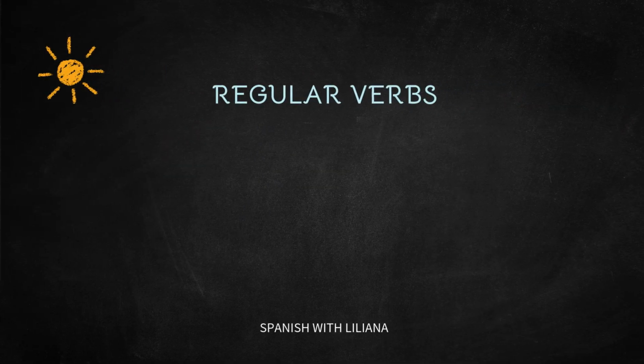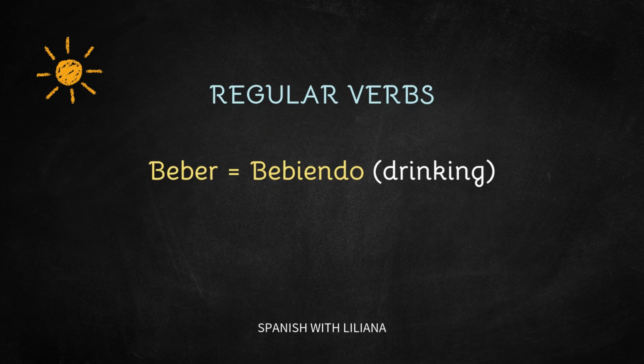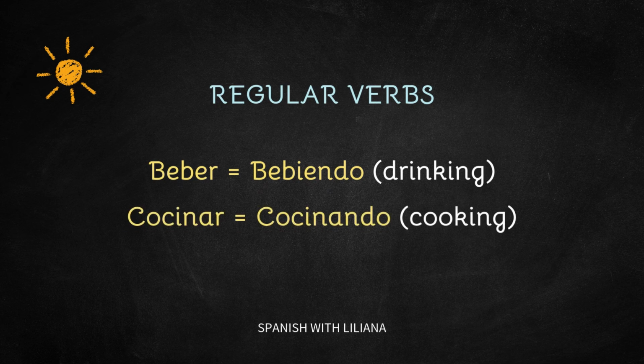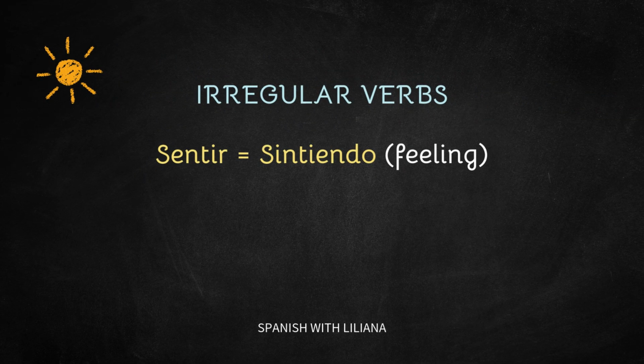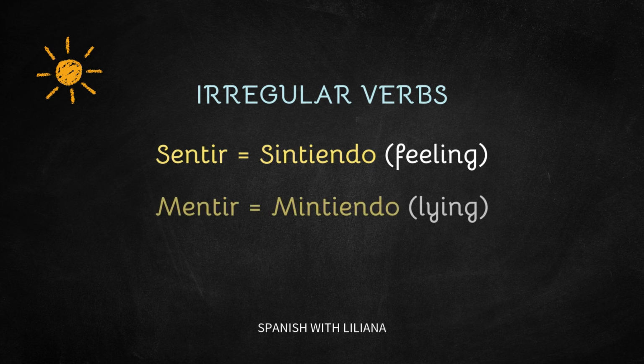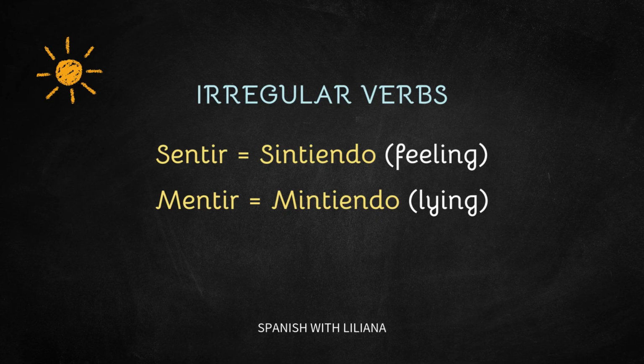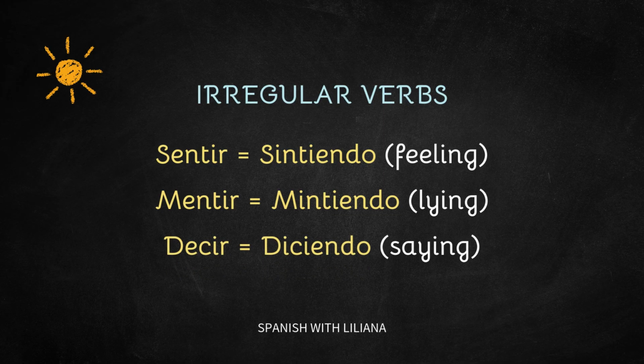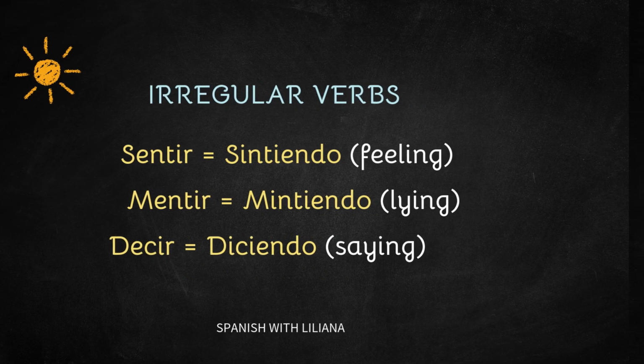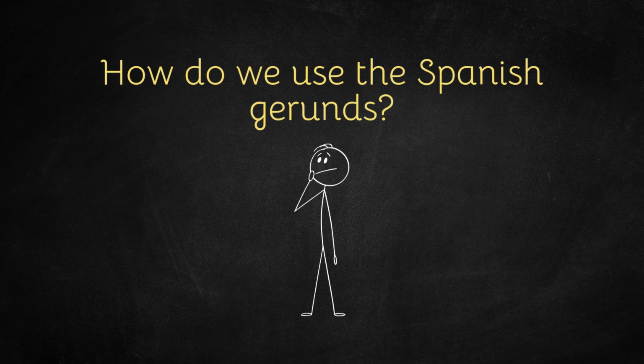Here are a few other examples. For regular verbs, we see beber, to drink. It becomes bebiendo, drinking. Cocinar, to cook. It becomes cocinando, cooking. A few other irregular verbs are sentir, to feel. It becomes sintiendo, feeling. Mentir, to lie. It becomes mintiendo, lying. Decir, to say. It becomes diciendo, saying.